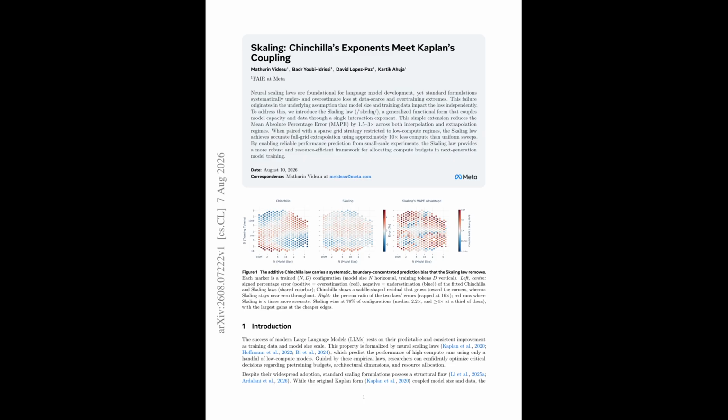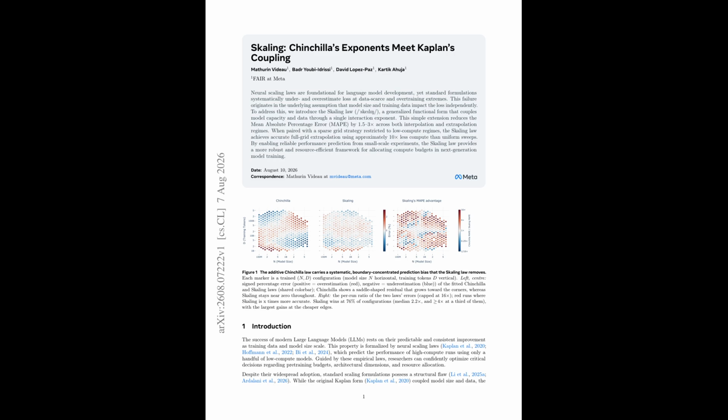The authors argue this is empirically false, and the failure shows up as a saddle-shaped pattern of errors. Chinchilla systematically overestimates loss in some corners of the size versus data grid and underestimates it in others, with errors reaching several percent right where you'd want to extrapolate to frontier scale.